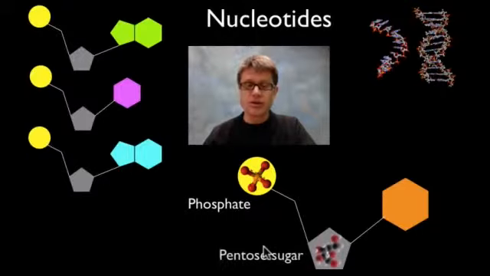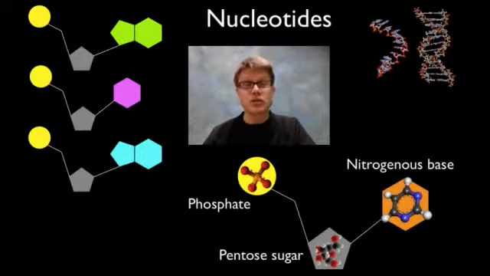What else do we have? Well, we have a pentose sugar. Pentose sugar means we have a 5-carbon sugar. In DNA, that's going to be a deoxyribose sugar, and in RNA, it's going to be a ribose sugar. And then the most interesting part of a nucleotide is the nitrogenous base. It's called a nitrogenous base because it has nitrogen. Most things in life are made up of carbon, but there's going to be a lot of nitrogen here in the base of this nucleotide. And this is going to be different in each nucleotide.